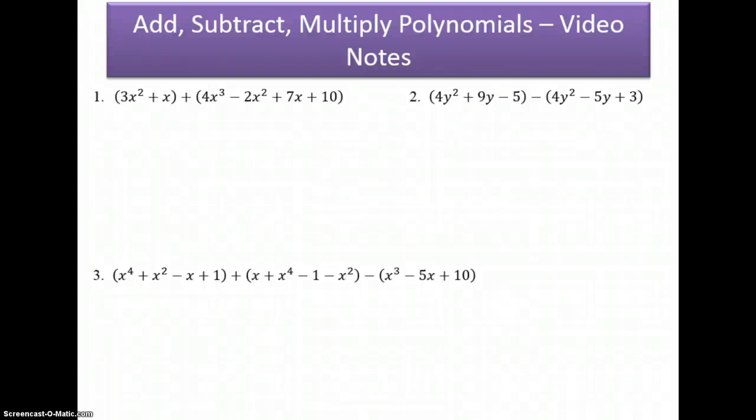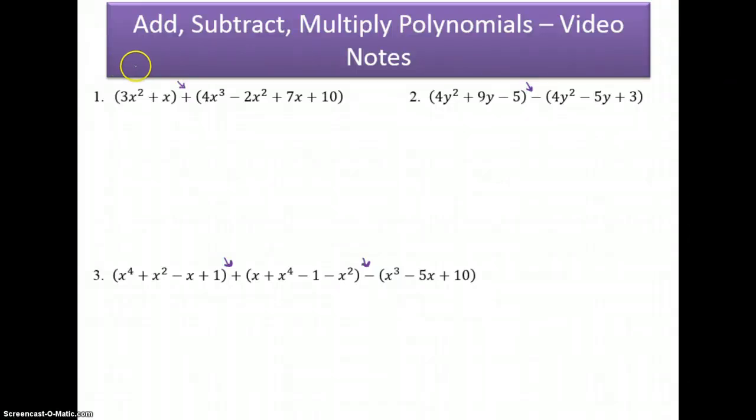Okay, Algebra 2, today we're going to add, subtract, and multiply polynomials. This first slide here, you'll notice, is all addition and subtraction. Because there are signs between the sets of parentheses, we are either adding or subtracting. So what we want to pay attention to here is like terms. We can only add and subtract like terms, and we want to write them in order, starting with the biggest exponent and working our way down.